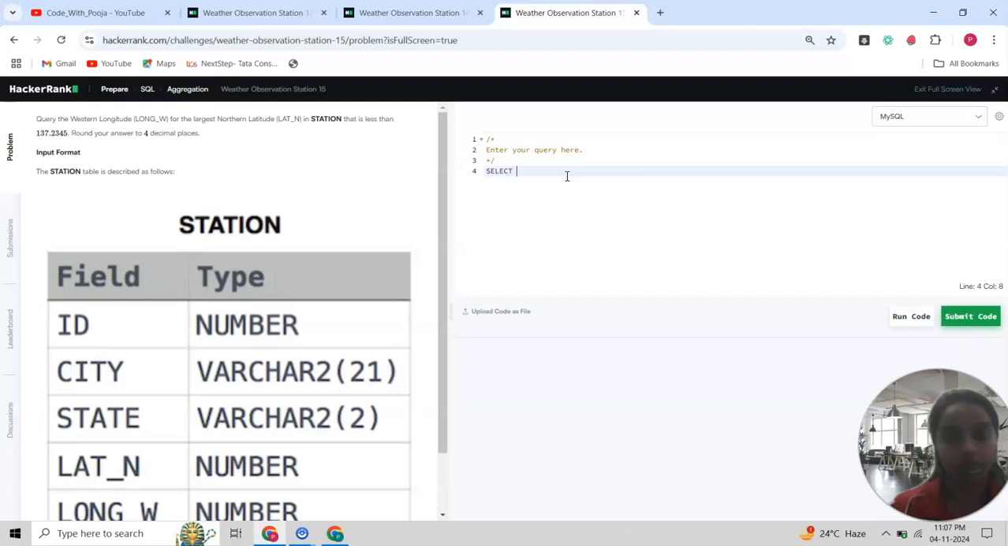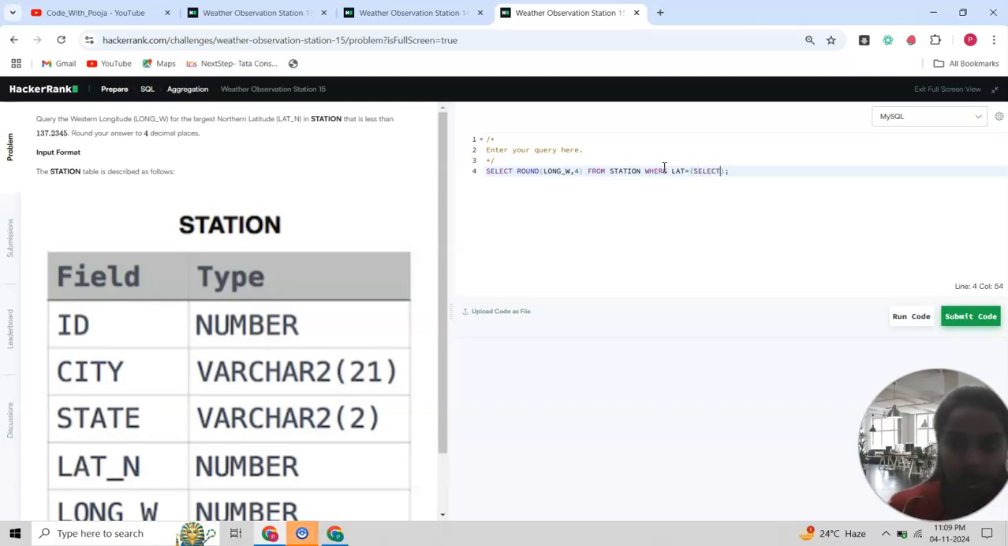So let's continue with the query. First of all we have to round the longitude western to 4 decimal places from station. So for this question I will use subqueries. If you understand the subquery, it is quite easy, where we have to find the longitude. So where the latitude equals to, then again we have to bring it in a next query.